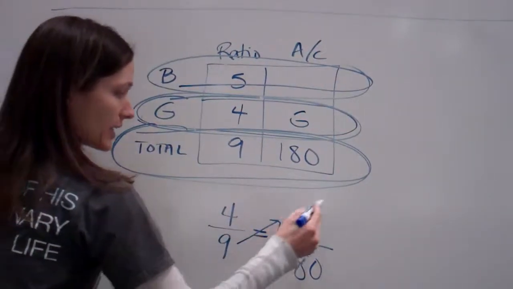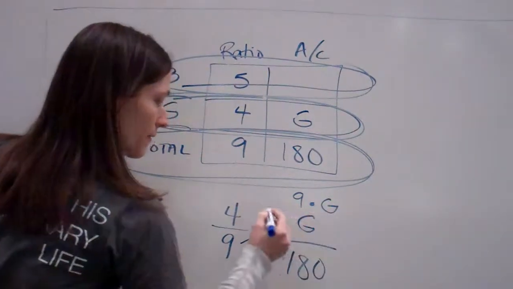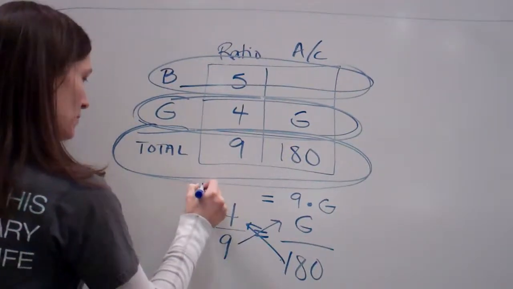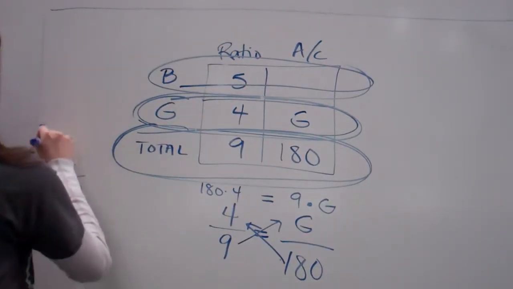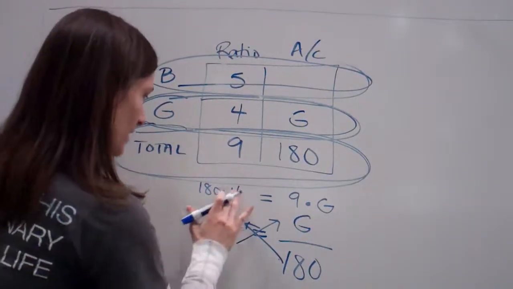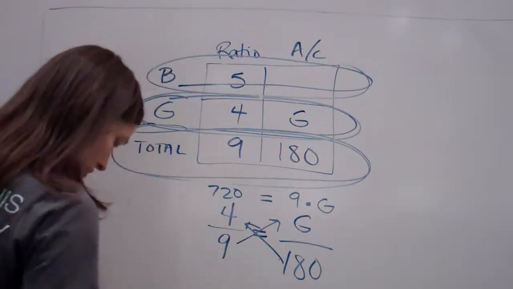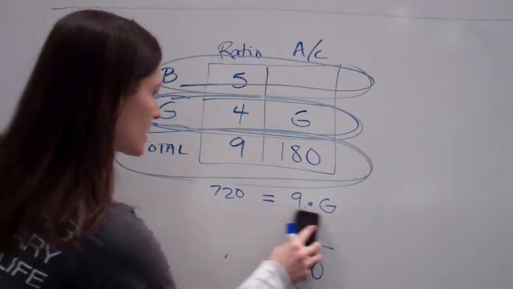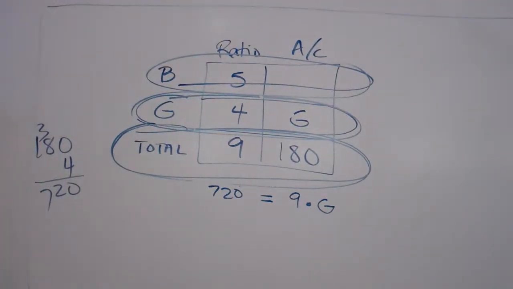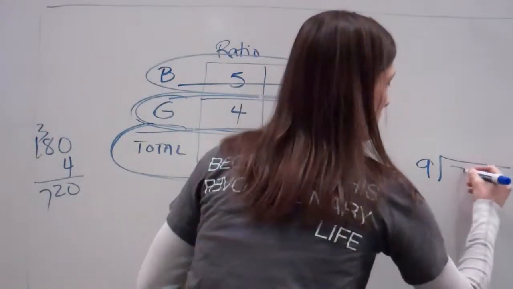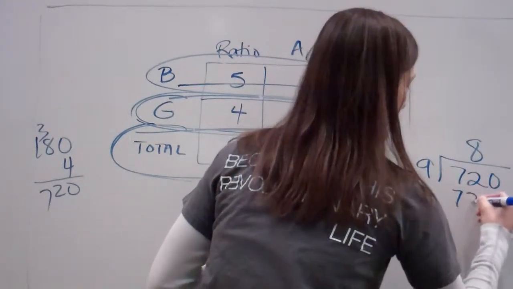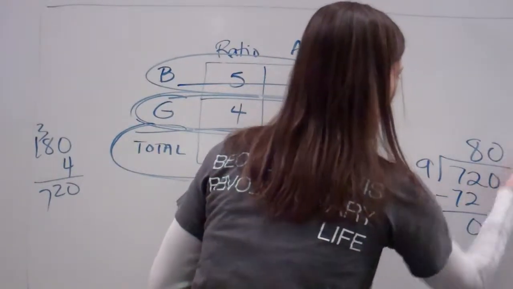So I will go 9 times G equals 180 times 4. You may know what 180 times 4 is? 720. Thank you, I got it too. So now my new problem is 9 times G equals 720. What would I do to answer this problem? Divide. This is saying 9 times what equals 720, and to figure that out, you divide. And we would end up getting 80.